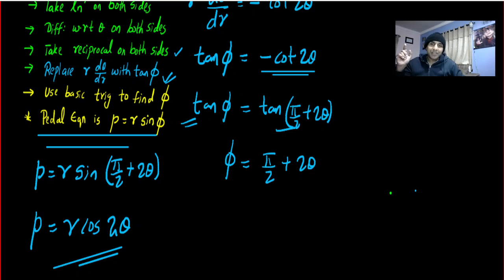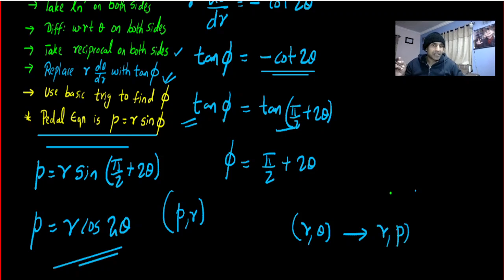Do you remember? Our job is to connect P and R and get rid of theta forever. Because polar equations will be given in terms of R and theta, and our job is to connect R and P. So you have to do the job of a bouncer. You delete theta and somehow you have to connect it with R and P. R is the same, so you don't have to worry about R.